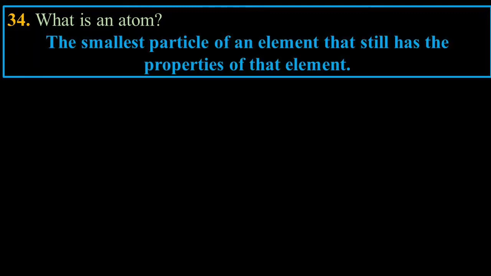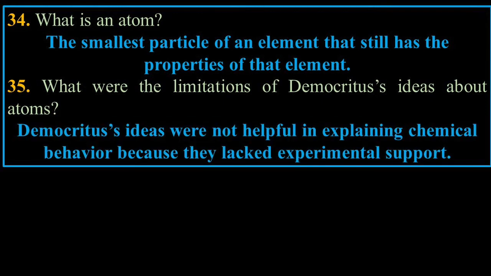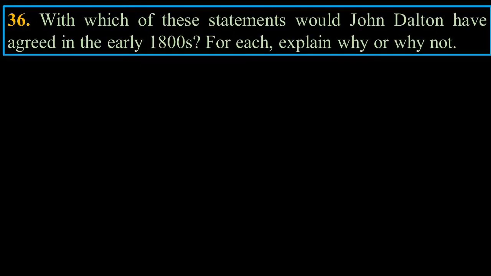Interesting. An atom, the smallest part of an element that still has the properties of that element. We almost didn't define element, did we? But that's what an atom is. What were the limitations of Democritus's idea about atoms? Well, he didn't have the experimental methods and the instrumentation to help discover additional things about the atom.